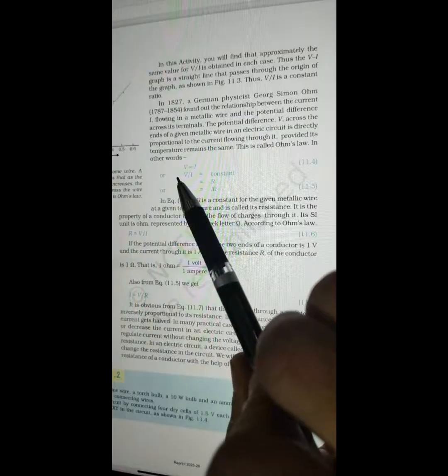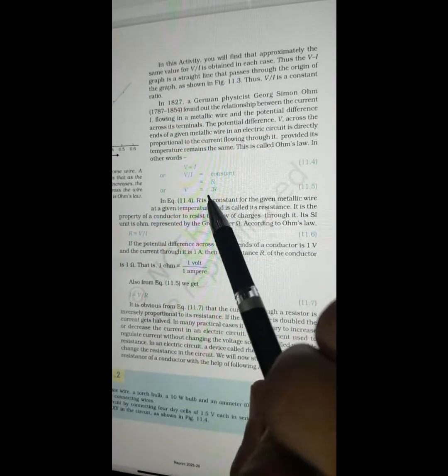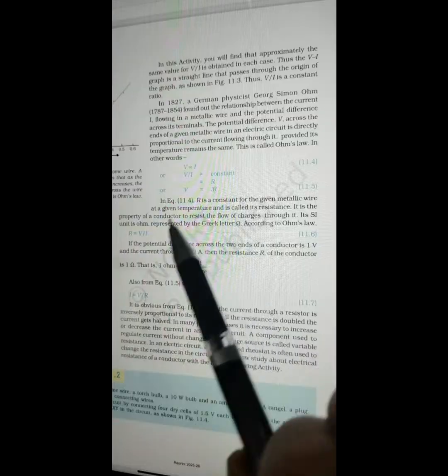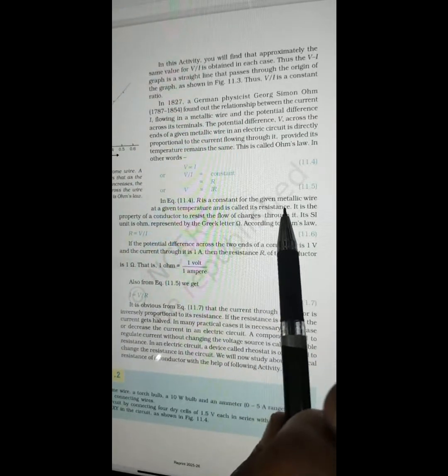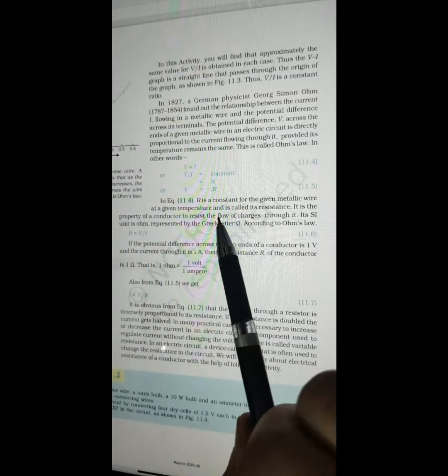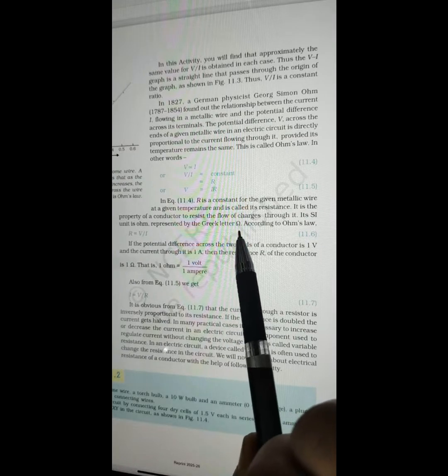In other words, V is directly proportional to I, or V divided by I is equal to a constant. So that constant is R, so V is equal to IR. In equation 11.4, R is a constant for the given metallic wire at a given temperature and is called its resistance. It is a property of a conductor to resist the flow of charges through it. The SI unit is ohm, represented by the Greek letter omega, this one.